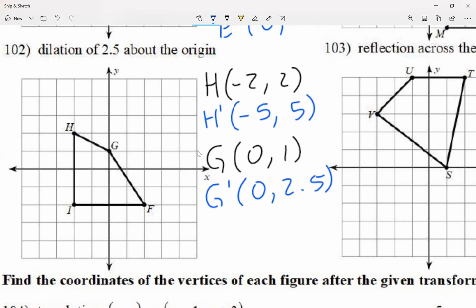I could ask you guys for I or F. And if I say graph the image, well, you got to do them all. You got to graph them all.